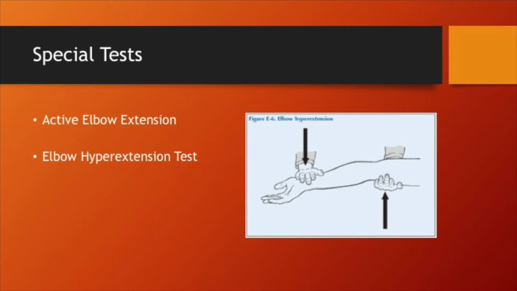Elbow extension beyond 0 degrees is considered hyperextension. A positive test could indicate a torn or stretched anterior capsule. This test should always be performed bilaterally.